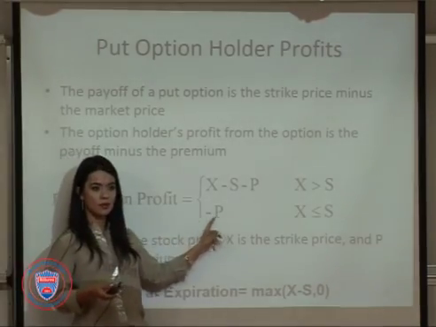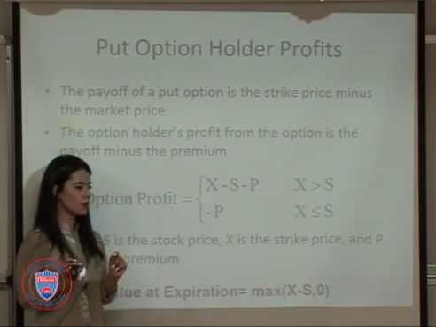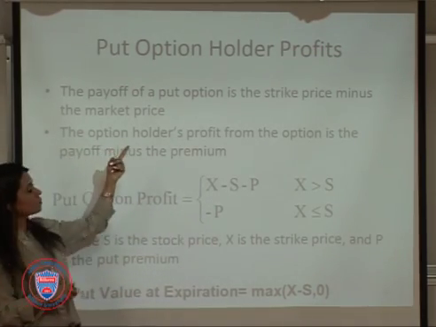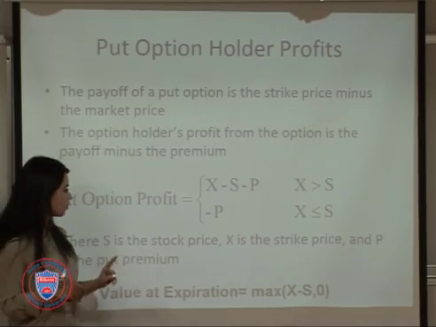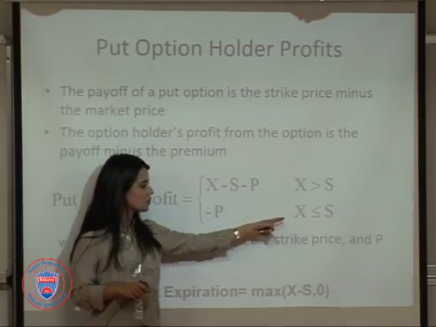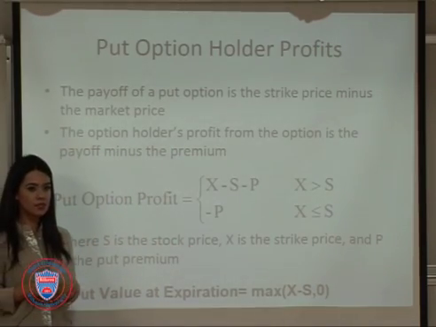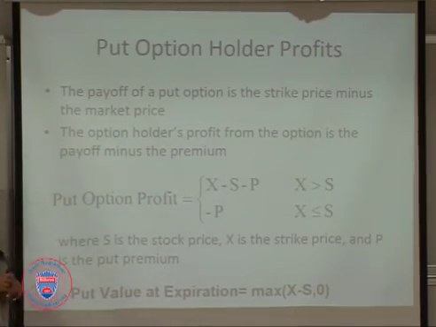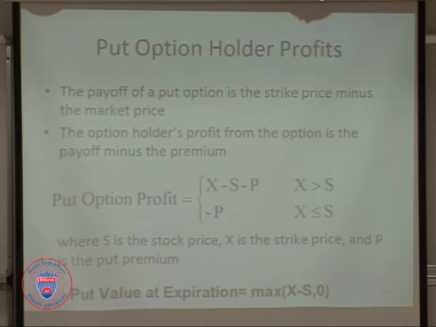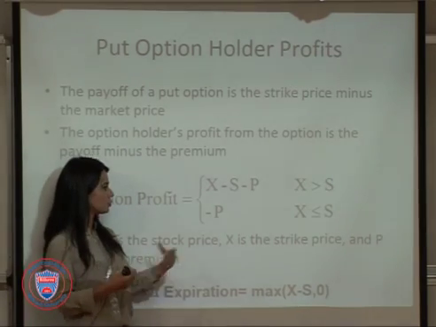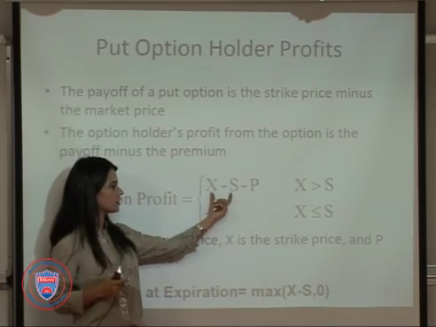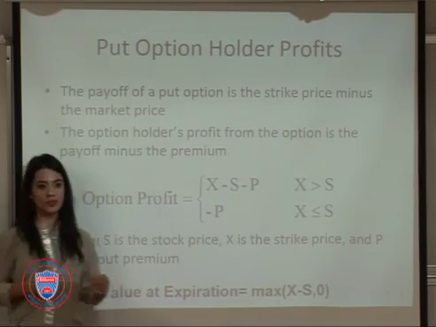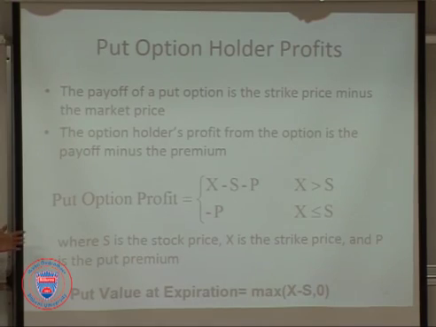So P is this time the premium for the put option, the price you pay for the put option. This is for the option holder, the person who bought the option. Whenever the stock price is higher than the exercise price, the loss you have is just the price you paid for the put option. You're not exercising your option. But when the stock price is less than the exercise price, you're going to exercise the put option. The payoff you're going to get is the difference between these two. Of course, you're paying the price for the put option, so you need to consider it.